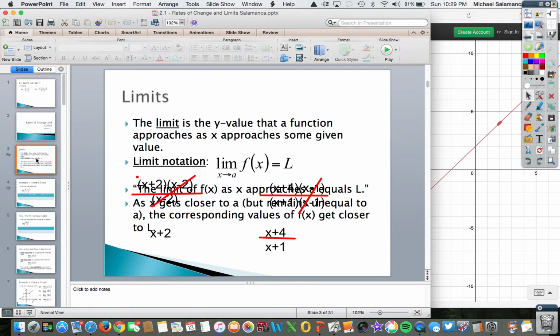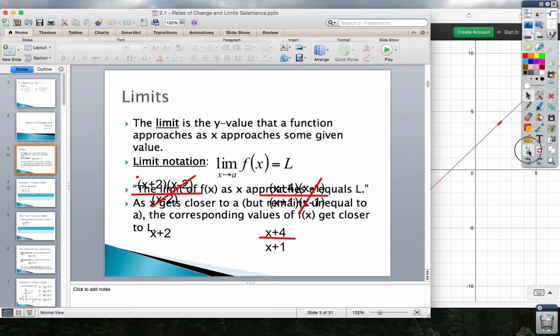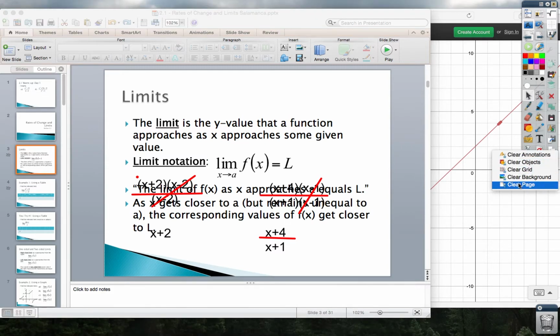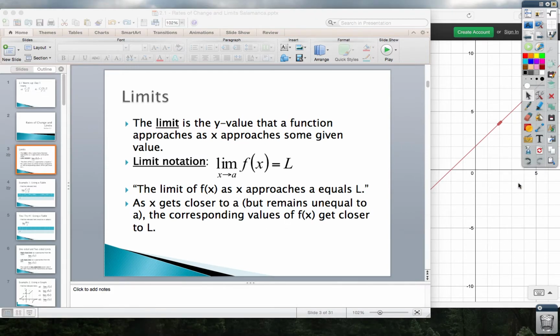So, when we talk about limits, we want to look at what limits are. And these are things that you see in your everyday life. So when we talk about the speed limit of a car, our car is going to approach our specific speed limit. Same thing in math. Now, by definition, the limit is the y value that a function approaches as x approaches some given value. And typically it's written in the following limit notation.